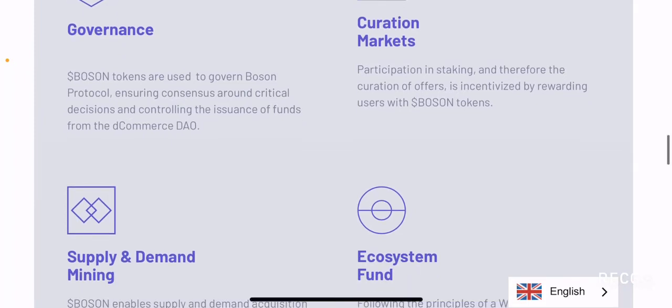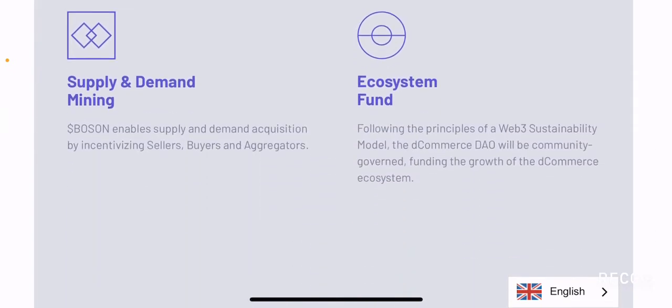Curation markets. Participation in staking, and therefore the curation of offers, is incentivized by rewarding users with Boson tokens. So you are allowed to stake your tokens and thereby curate offers, and in return for curating offers, you are rewarded with Boson tokens. Supply and demand mining. Boson enables supply and demand acquisition by incentivizing sellers, buyers, and aggregators, right? So by using Boson tokens, you can incentivize not only the buyers and sellers but also the aggregators, right?